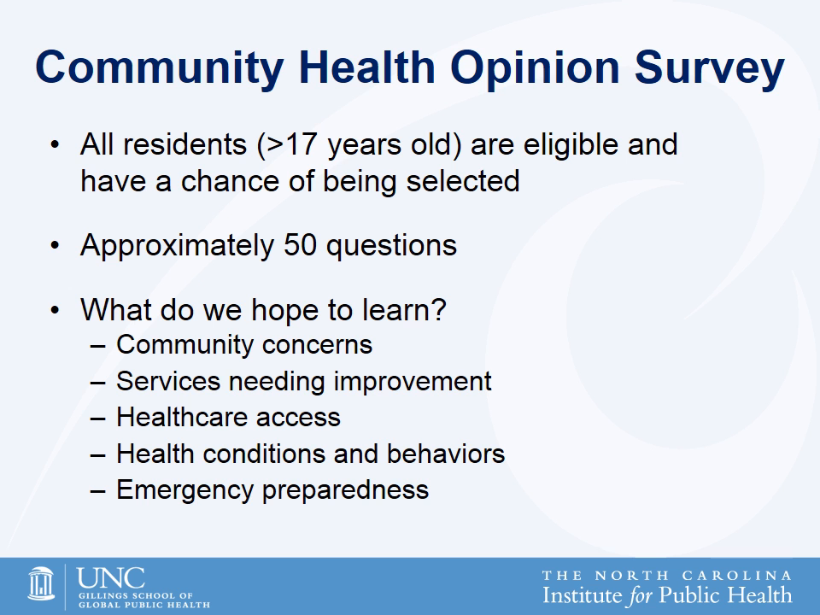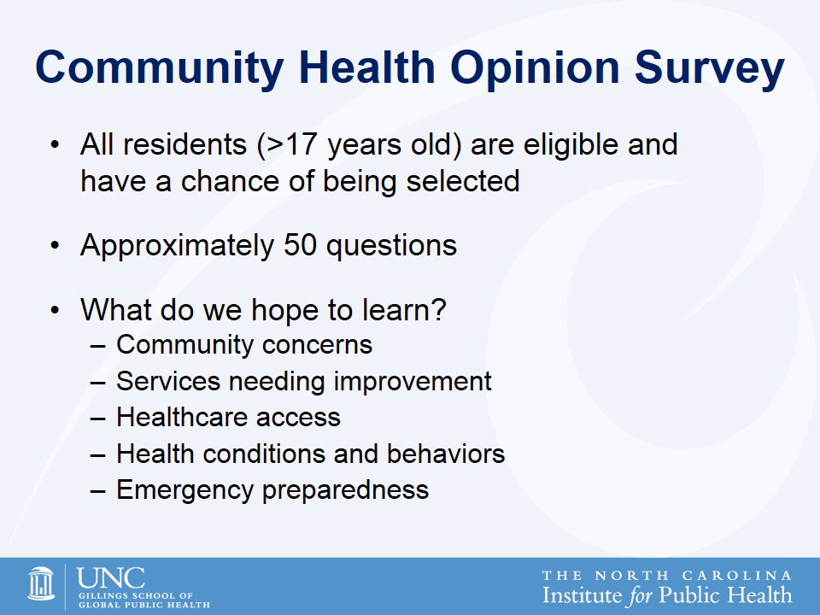So the majority of counties in North Carolina opt to conduct the community health opinion survey as their primary data collection strategy. And this is a survey where adults are eligible and have a chance to be selected. There are approximately 50 questions, and the goal is to really collect information on a county level that can't be obtained from other sources. So, for example, if your county participates in the Behavioral Risk Factor Surveillance System, you may be able to get indicators on diabetes prevalence or obesity prevalence, so you may not want to focus your survey on obtaining duplicate information.